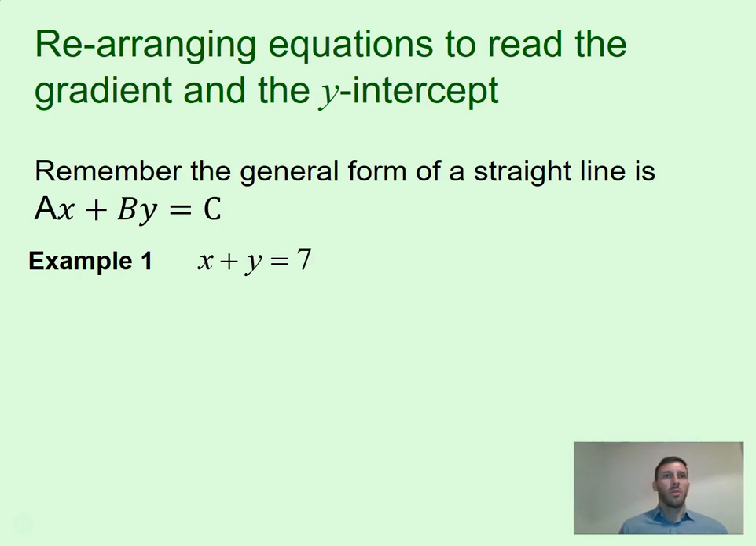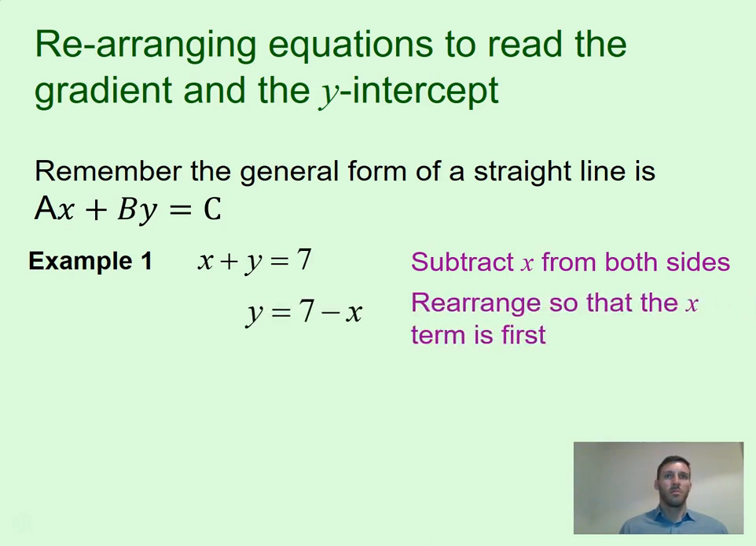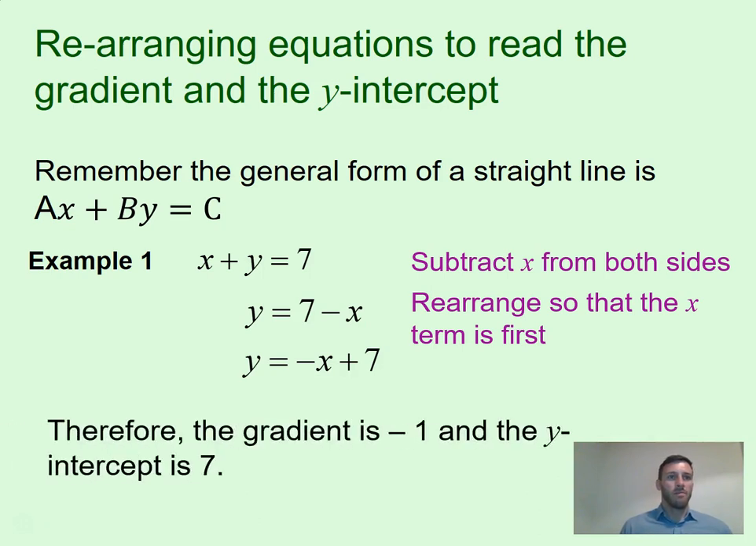You might find questions where you want to rearrange the formula from the general form, which is ax plus by equals c, into the gradient-intercept form. So in this example, we've got the general form and we're going to subtract x from both sides. This is simple algebra. Rearrange so that x is the first term. There you have it. That's our gradient-intercept form. And now you can identify the gradient is -1 and the y-intercept is 7.